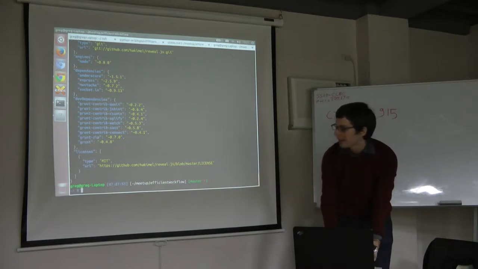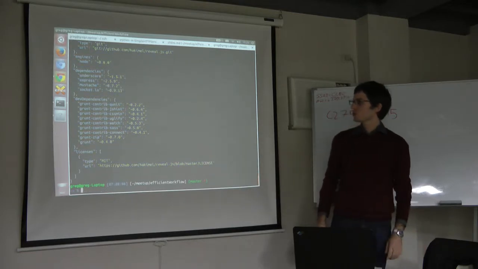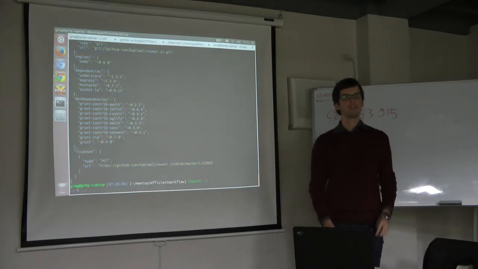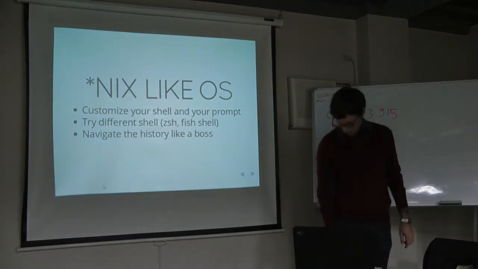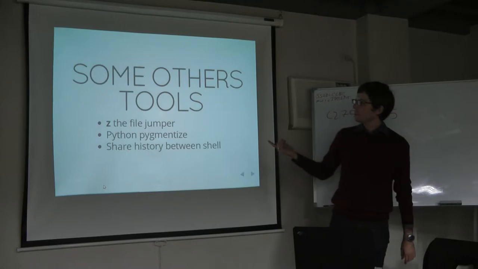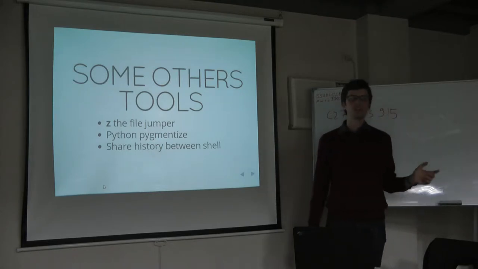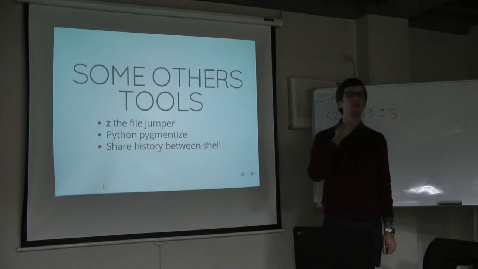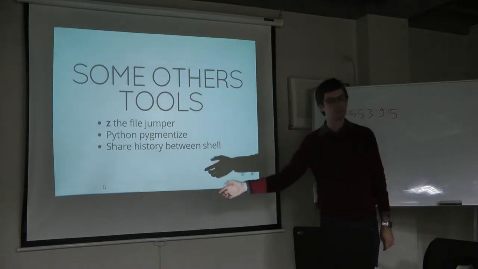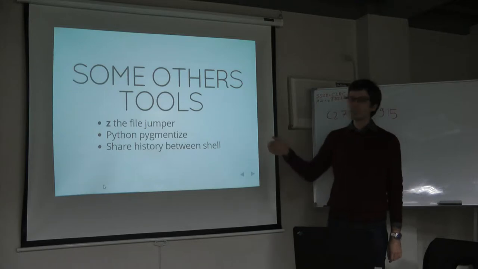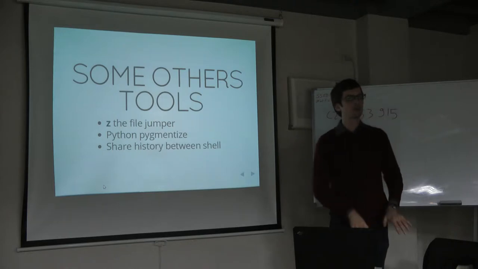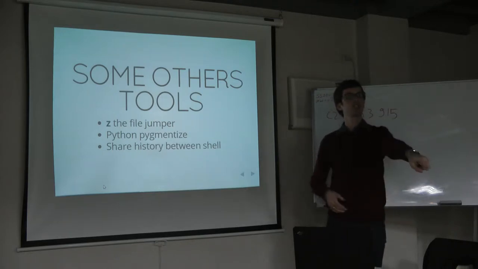If I have a command which starts with CA, I can look at all of the commands which started with this. So you can really customize it and save a lot of time. Okay, so I demoed these for the file jumper. If you're working with a Java project, with src, main, java, com, your company.com and so on, it's super useful. The C is an alias to a Python program, Pygmentize, which adds some nice colors depending on the file type. There is a chair there if you want.